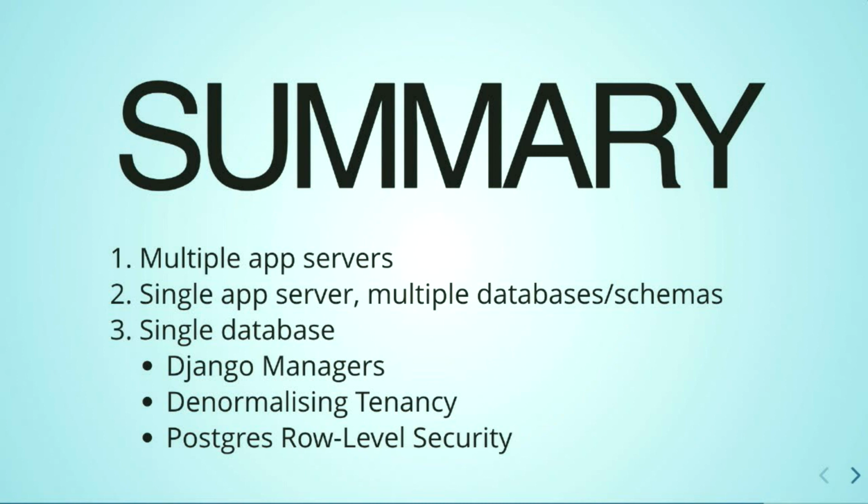Django managers are very nice at detecting missing filters, and they can provide consistency to your code. Denormalizing tenancy data can simplify your code at the expense of database size. And Postgres row-level security checks are a really nice fail-safe. In case you forgot something in Django, the database is there, got your back, just to make sure that you don't accidentally mess up something.